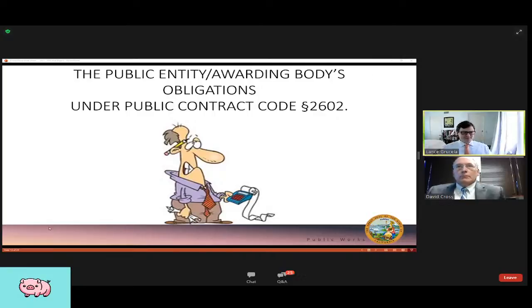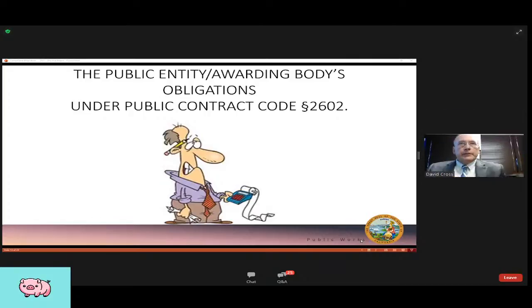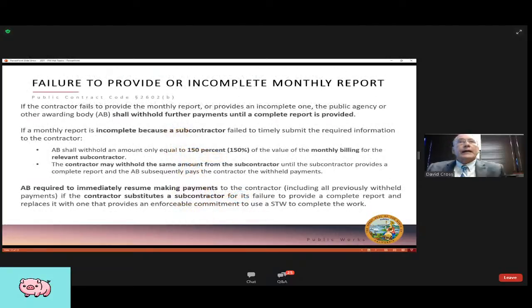Turn it over to you. Great. So I'm David Cross. We're going to go through the public entity awarding bodies' obligations, and we're going to cover what happens with the labor commissioner enforcement process at the end. I'm going to have a couple slides on pre-construction activities. The one takeaway, and the summary of what Lance said that's the most important thing for contractors to realize, is that you should not bid a skilled and trained workforce job unless you can meet the requirements.